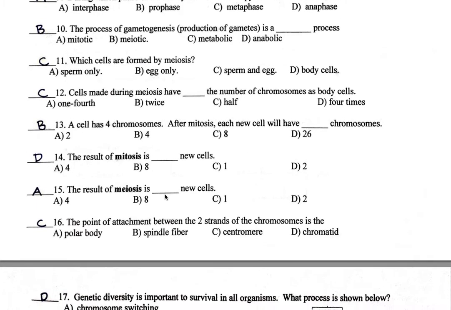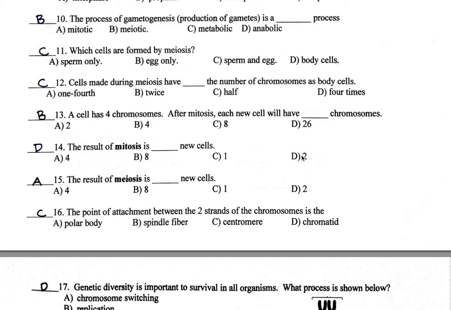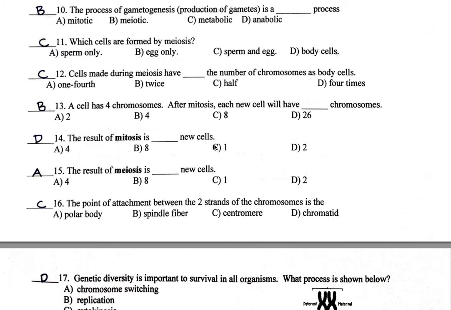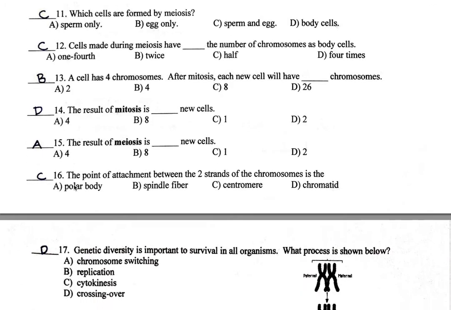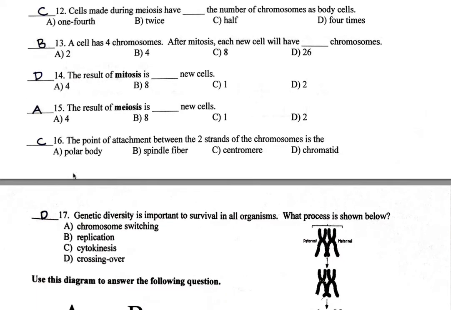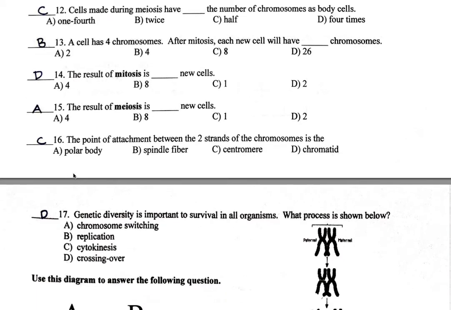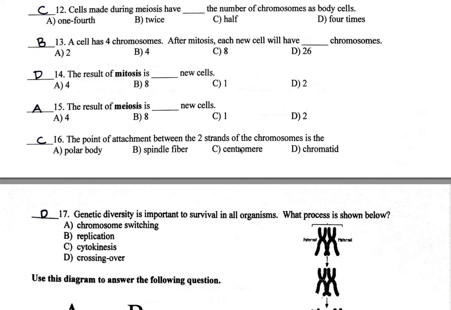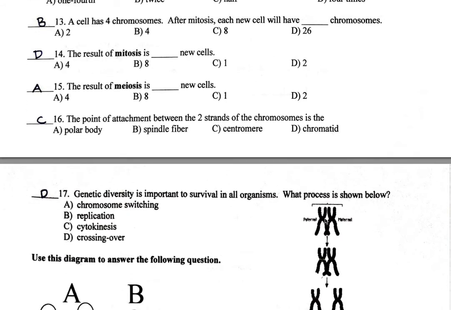All right, the next, the result of mitosis is 2 new cells, and remember, they're identical. The result of meiosis is 4 new cells. They go from diploid to haploid, so they're not identical at all. That's the whole point of genetic diversity, that you have 4 different options that can then go and combine. So your eggs and your sperm can combine in any fashion to make a zygote, which is the baby. All right, 16. The point of attachment between 2 strands, that is called your centromere. That should be review. Just to scroll down, that's your centromere right there, and that's a centromere right there.